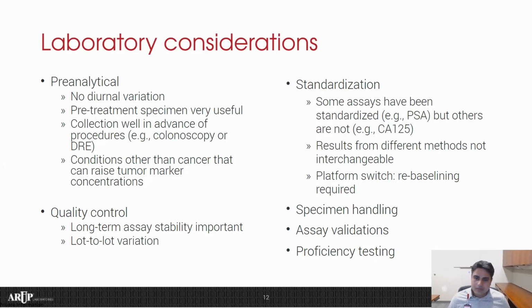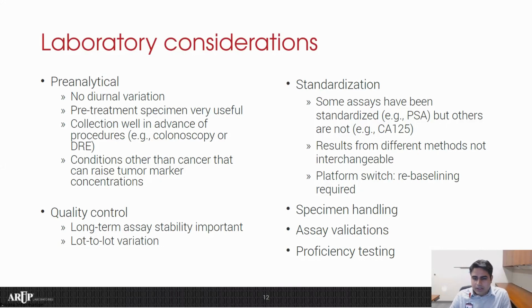As far as quality control is concerned, long-term assay stability is really important for tumor markers. And that's because post-treatment, oftentimes patient specimens are tested longitudinally for many years to detect the presence of recurrence before symptoms arise. And so if assays are not stable, then there might be a false elevation in the values. And so due to this consideration, keeping lot-to-lot variation to a minimum is important.